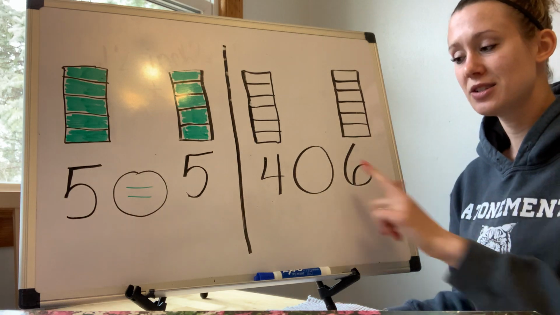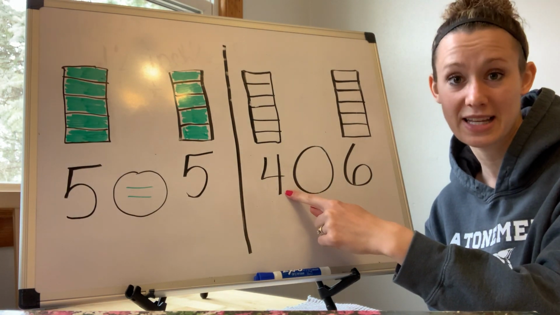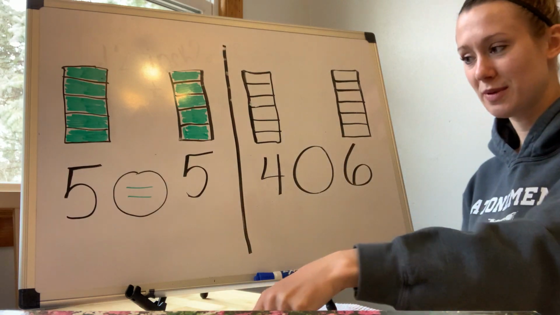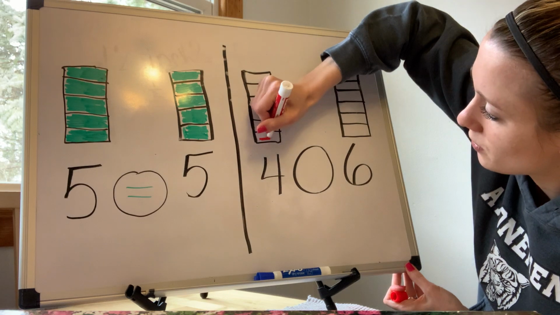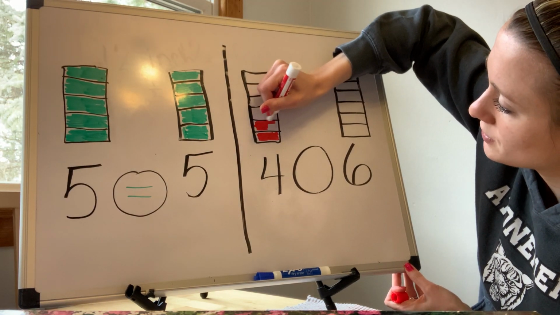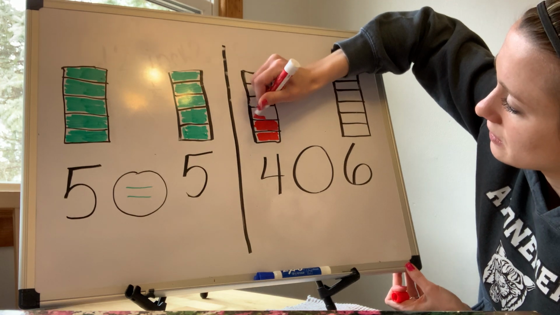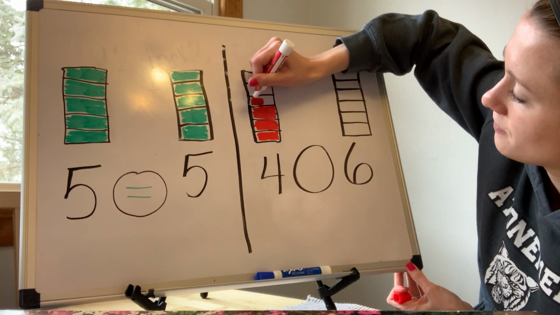So the first thing I need to do is look at the directions. The numbers are always my directions. So I'm going to look at the 4, and that means I need to color 4. So I'm going to do that. I'll use red this time. So I'm going to color 1, 2, 3, and 4.